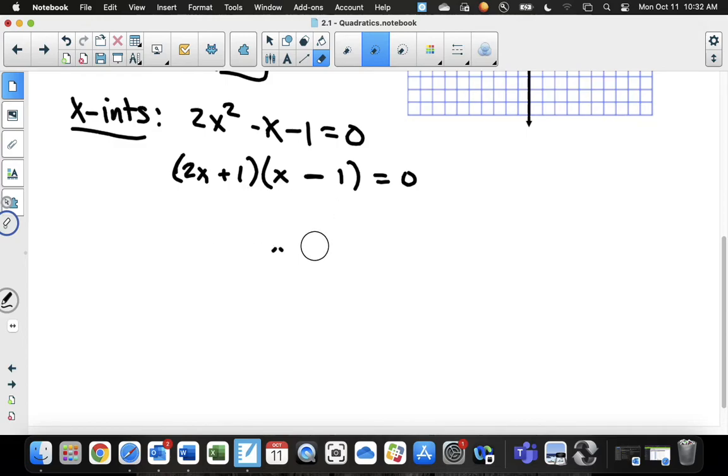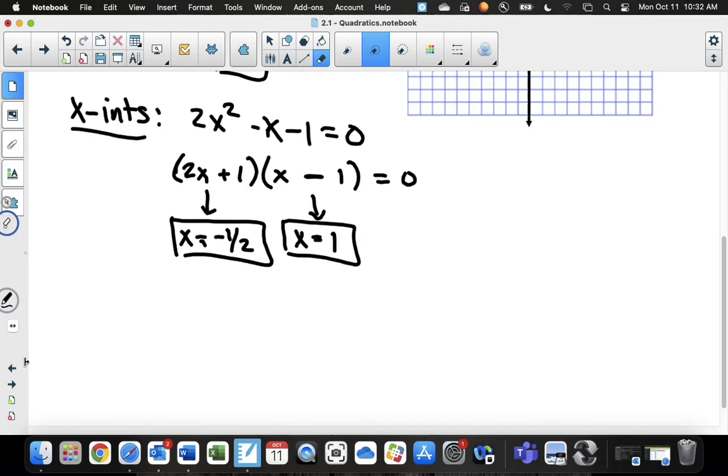Now what? Now we solve. Zero product property. So let's do the second one first because it's easier. First x-intercept, x equals 1. All right, there's one of my x-intercepts. How about the first factor? If you set it equal to 0 and solve, you would end up with -1/2. There's your two x-intercepts right there.